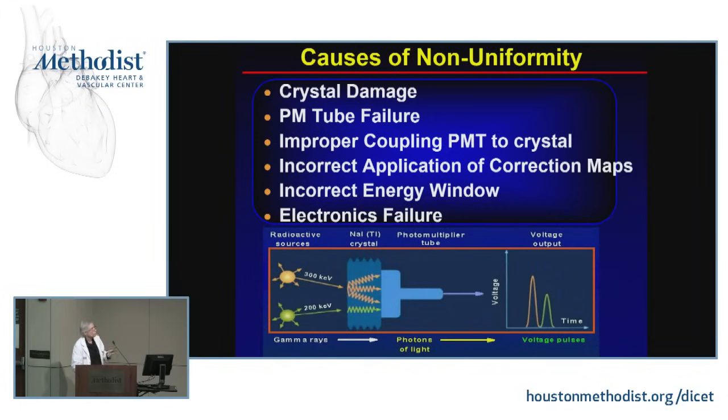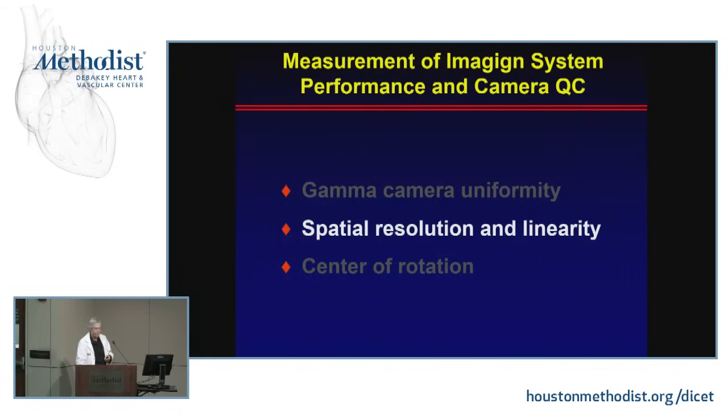Okay? There are various causes of non-uniformity. You can have crystal damage, you can have PM tube failure, improper coupling of the PM tube to the crystal, incorrect application of correction maps, incorrect energy windows. There's a whole slurry of things that can happen. But this is why we need to do uniformity on a daily basis to be able to look at these particular issues and make sure they don't occur. Okay, so that's gamma camera uniformity.